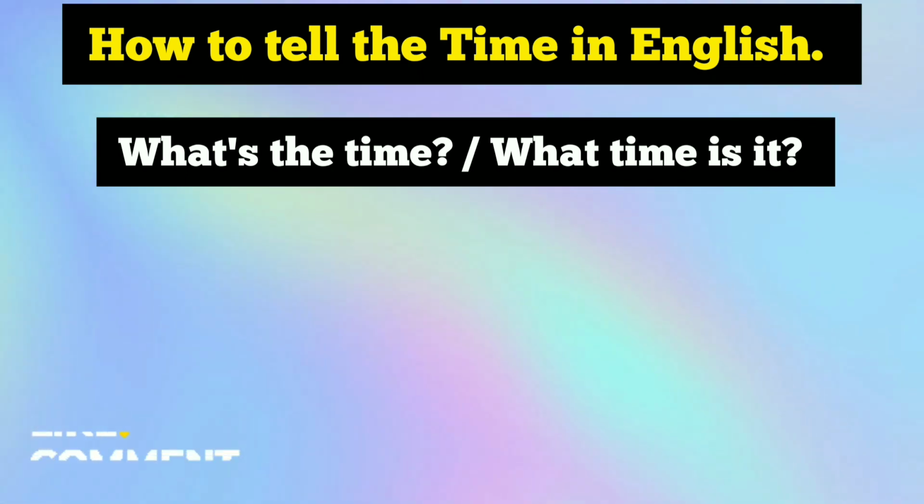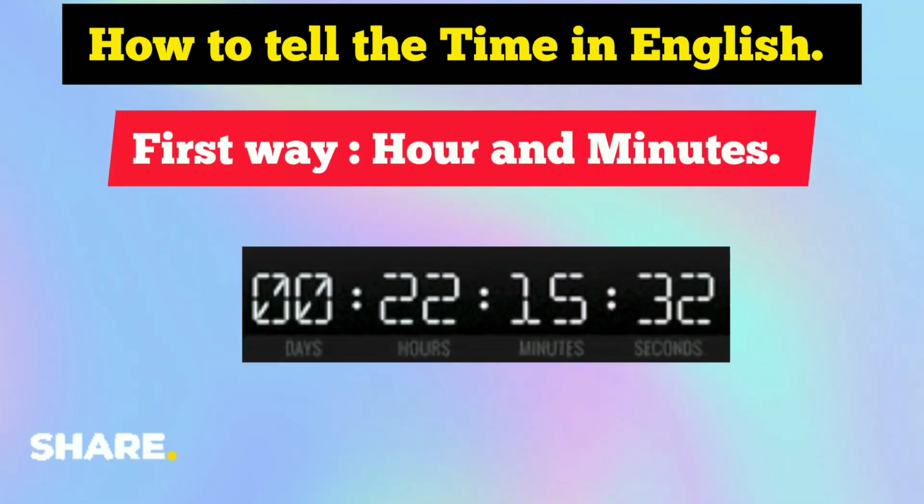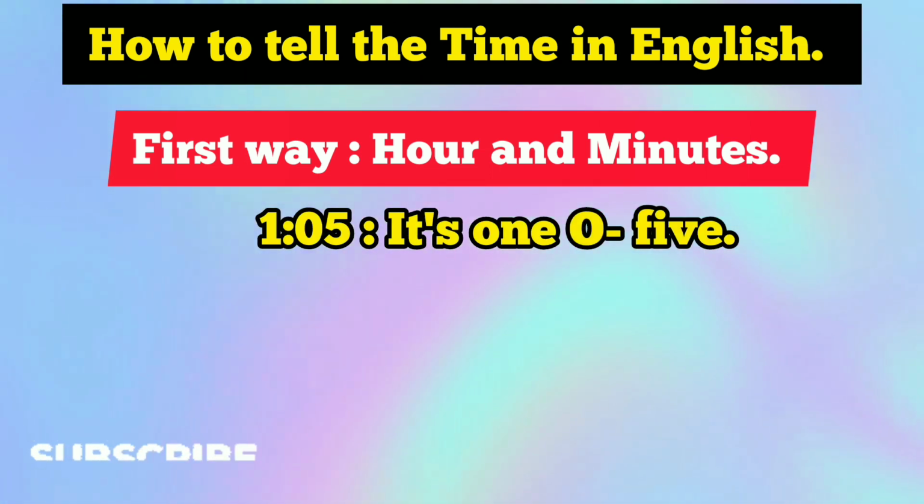The first way, as you see on your screen, is very simple. That is, we first mention the hour, and after that we follow it up with the minutes. So as you see the example on your screen, that is 1:05. So we have to say it in English like this. It's one oh five. O means alphabet O. So that's the way to exactly say in English the time 1:05.